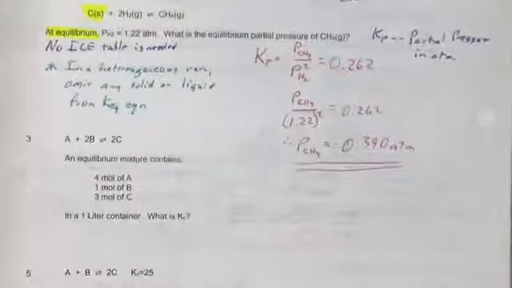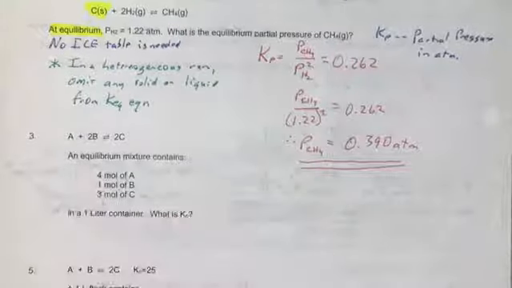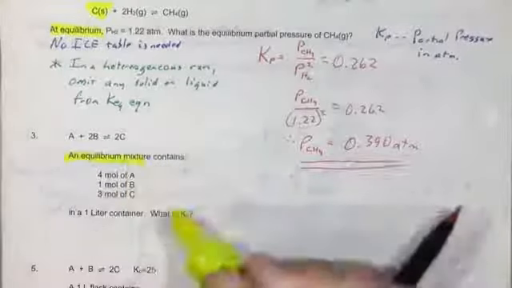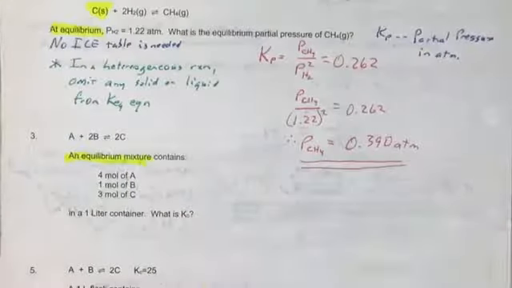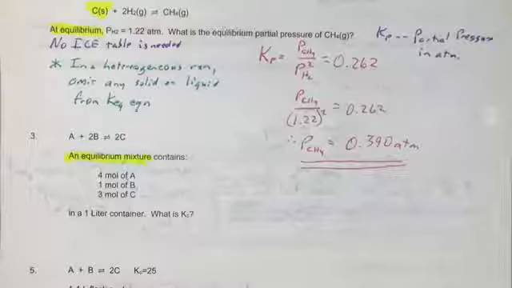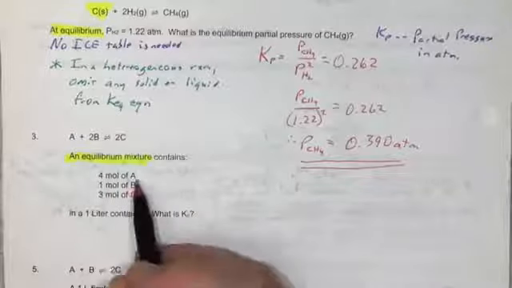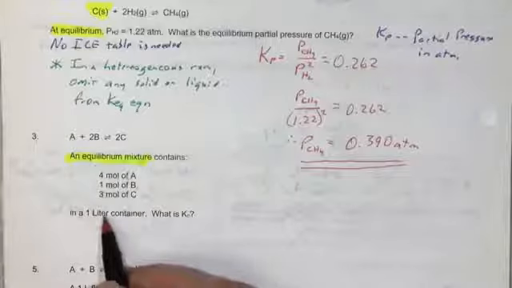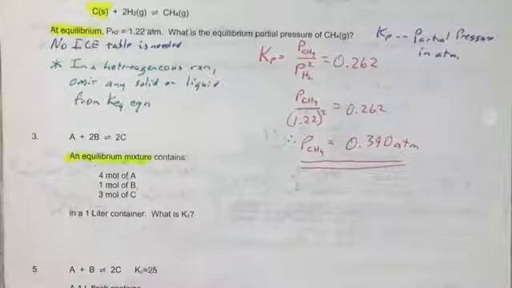Okay, the next question says, here is an equilibrium, and we have an equilibrium mixture. Now, once again, if you already have an equilibrium mixture, you do not use an ICE table. This is an equilibrium mixture. We're given the number of moles and the volume of the container. So what we want to do here, this asks, what is Kc?